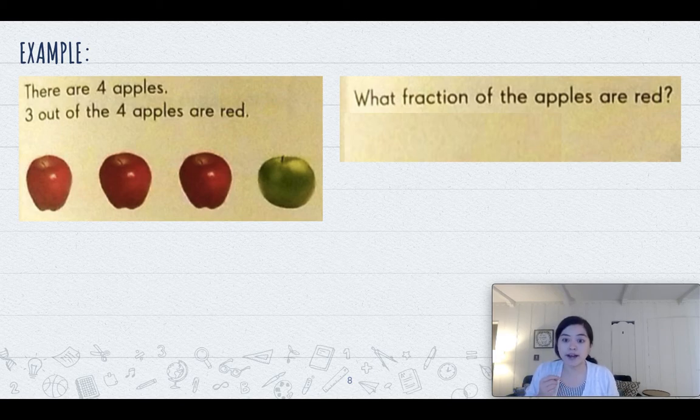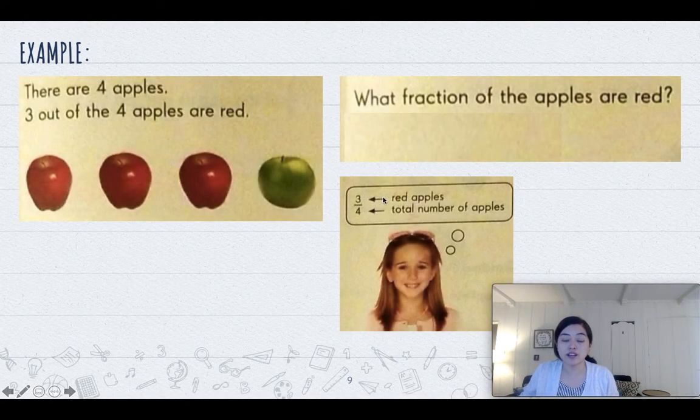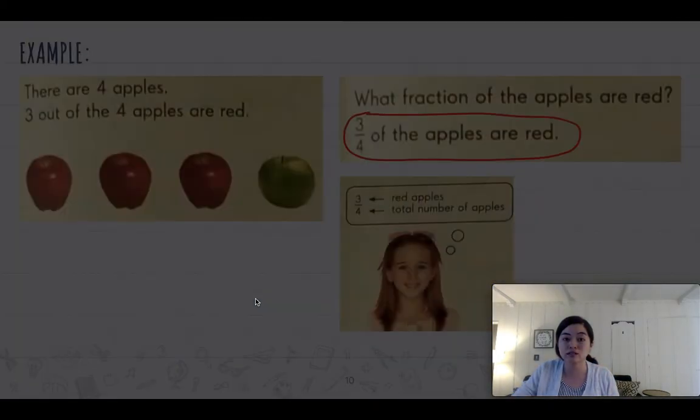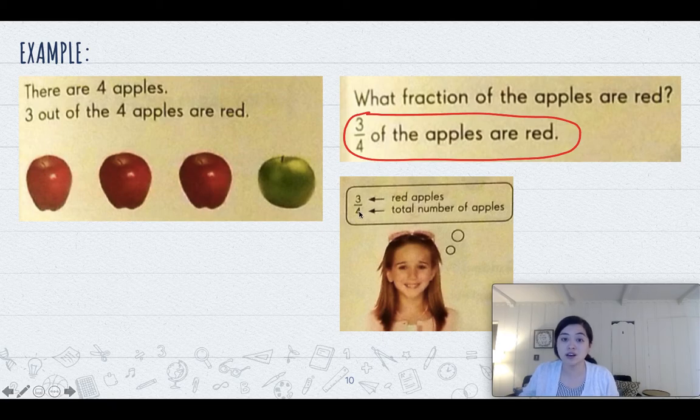Well, remember with fractions, we have to put the total number in the denominator and then the specified part in the numerator. In this case, the specified part is red. Okay, so we have the red apples in the numerator and the total number of apples in the denominator, and you get 3/4. So 3/4 of the apples are red. So 3/4 of the total number of apples are red.